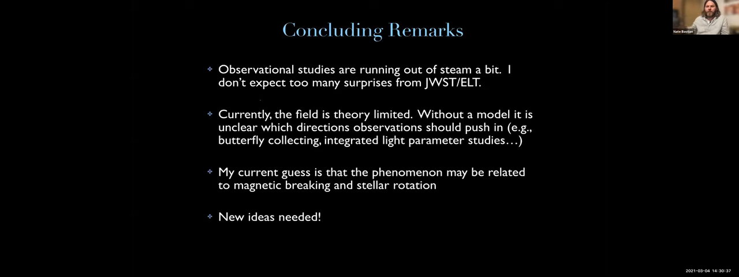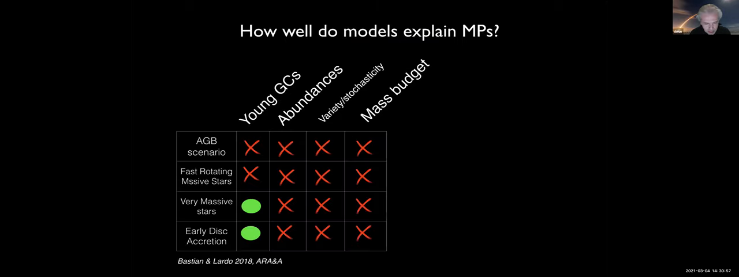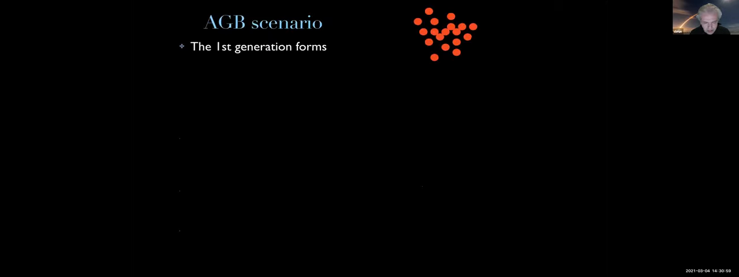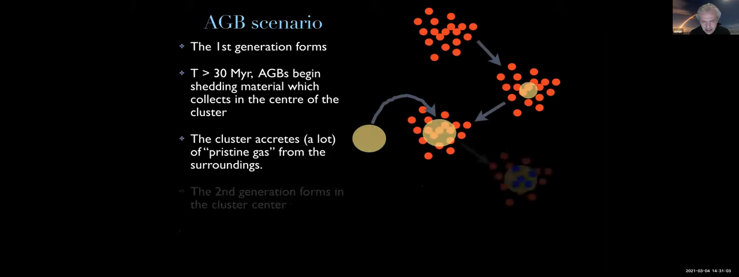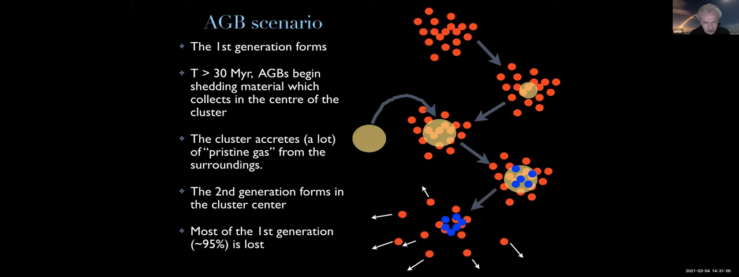Thank you, Nate. We can now take some questions. On the Slack, I've seen a question by Diego Goda Rivera. Going back to the five-step process to explain the multiple populations, what mechanism could eject the first generation stars but keep the second? Or are they supposed to be ejected right before the second generation forms?